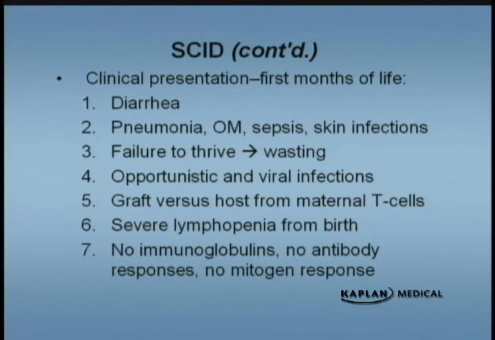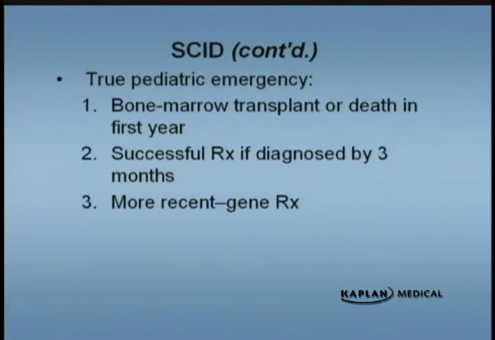They will have lymphopenia from birth. And they will have no immunoglobulins, and they will have no antibody responses to a challenge, and they'll have no mitogen response either. These are pediatric emergencies. These babies will die from overwhelming infections if you don't do something about them, and the definitive treatment will be a bone marrow transplantation. Obviously, the earlier you transplant them, the easier it'll be to take, and the better the prognosis. Recently, gene therapy is also being tried.